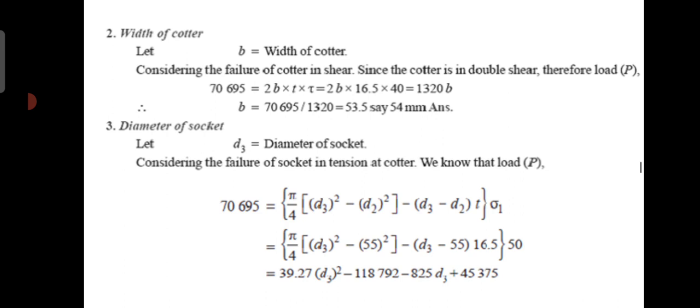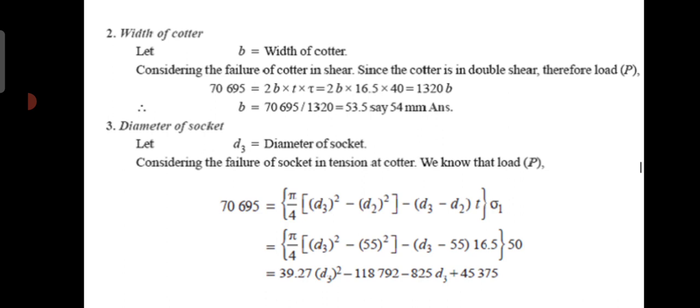Then width of cotter, b. Consider the failure of cotter in shear. Since the cotter is in double shear, therefore P equal to 2 b into t into tau. Here t equal to 16.5, tau equal to 40 given in our problem, P equal to 70.695 into 10 to the power 3. After substituting all values in this equation we can get b equal to 53.5. So finally we may say 54 millimeter.